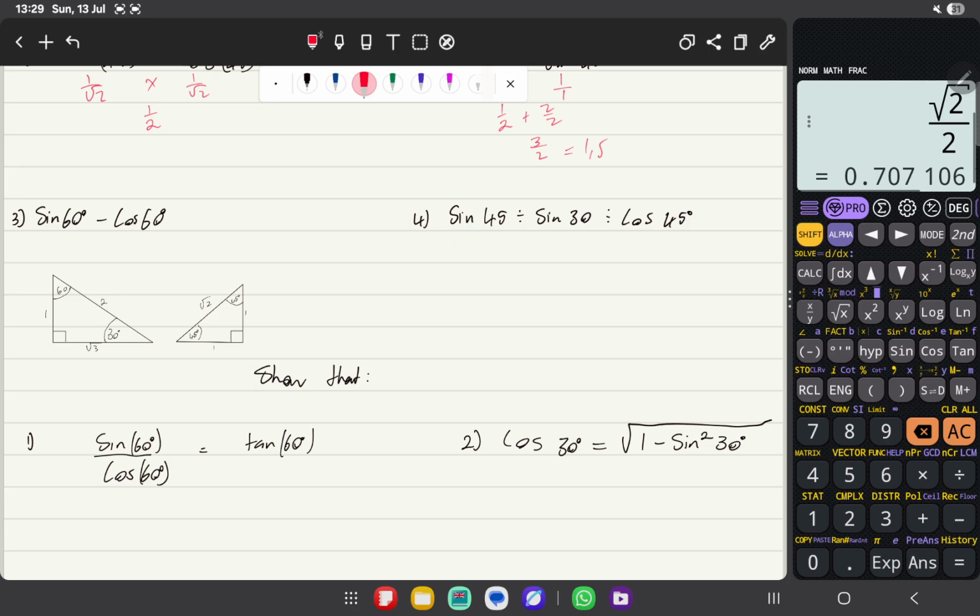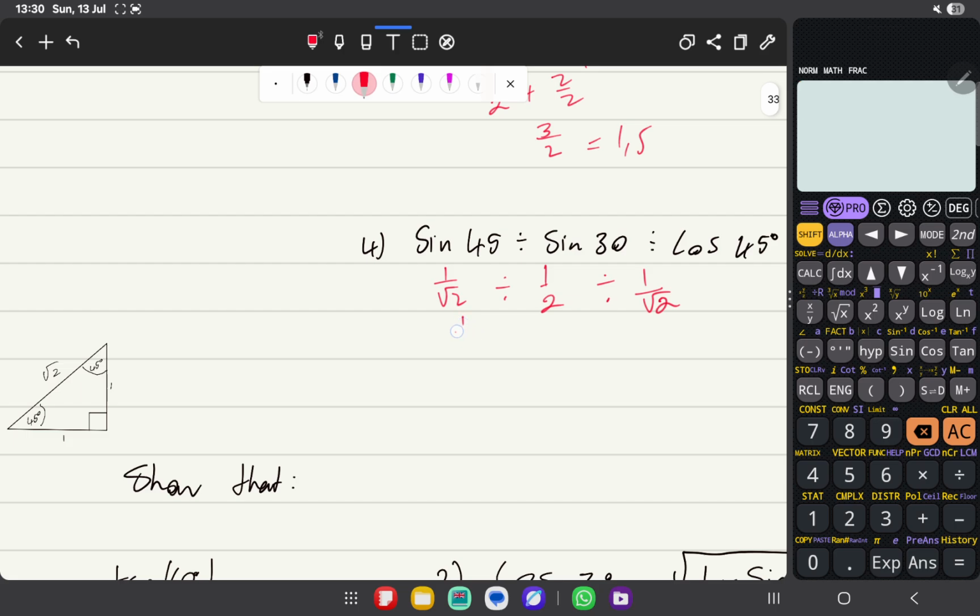Alright, so sine 45, we go again, opposite over hypotenuse, so that is 1 over square root of 2, divided by sine 30, 1 over 2, divided by cos 45, which is also 1 over square root of 2. This one just depends on you, how you want to do it. You can start with the first two and then finish up with this one, or start with this one and then the others. I believe it'll give the same answer regardless. So say 1 over square root of 2 multiplied by 2 over 1.